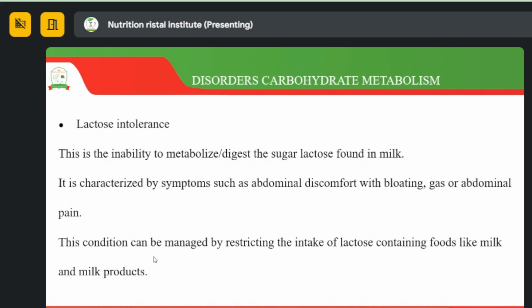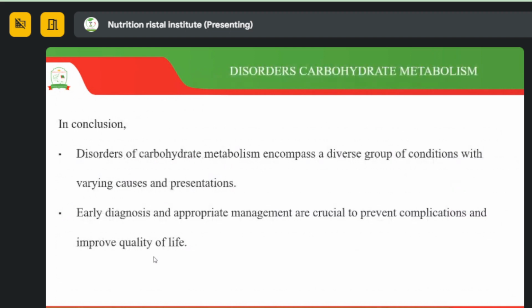The abdominal pain, of course, you feel those pains, the gas, the bloating, and everything. Flatulence: you go to the toilet and all you release is gas. This condition can be managed by restricting the intake of lactose-containing foods like milk and milk products. You could give yogurt in moderation, as long as the milk is given in a fermented form, such that the lactose has been broken down to some extent and may not pose as much effect as real, unfermented milk products could cause someone.